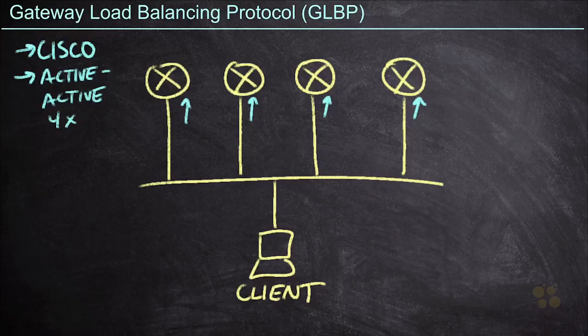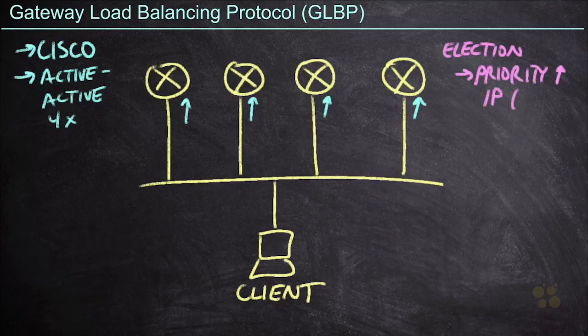The way we're going to start this is the same way we begin with HSRP and VRRP. We are going to perform an election. And the way we perform that election is by leveraging priority. And yes, the higher priority wins, just like before. And we're going to use the IP address as the tiebreaker. The difference is that we are no longer electing who's going to forward the traffic. We are simply electing the active virtual gateway, or AVG.